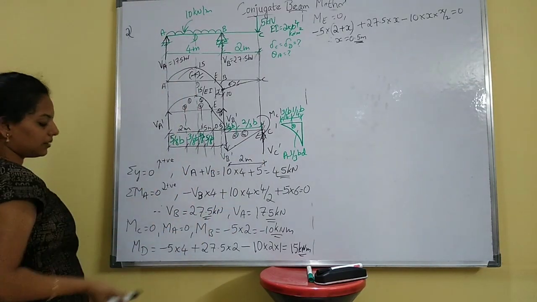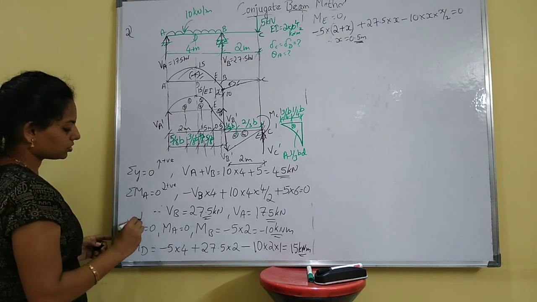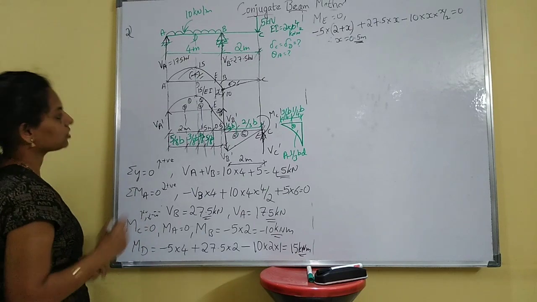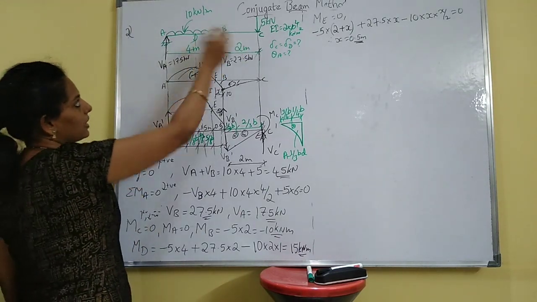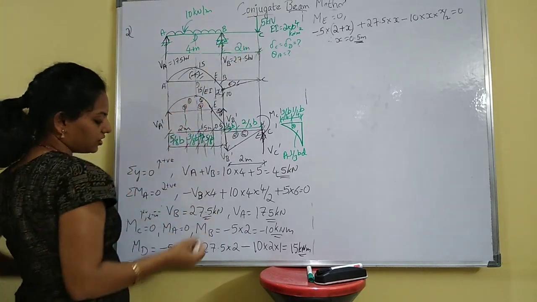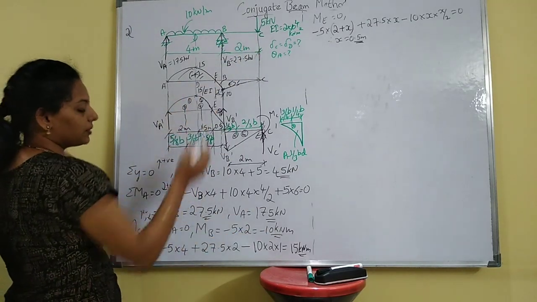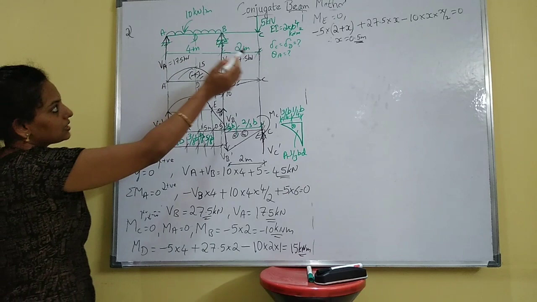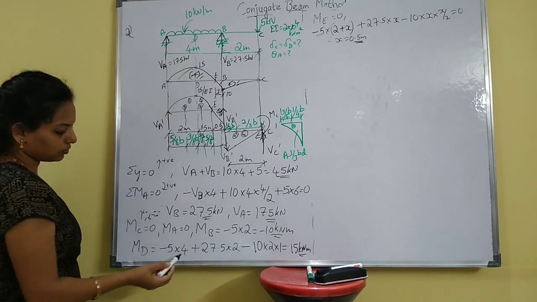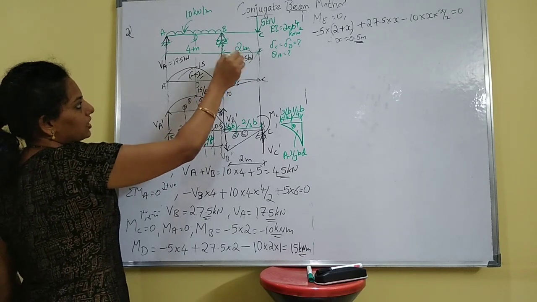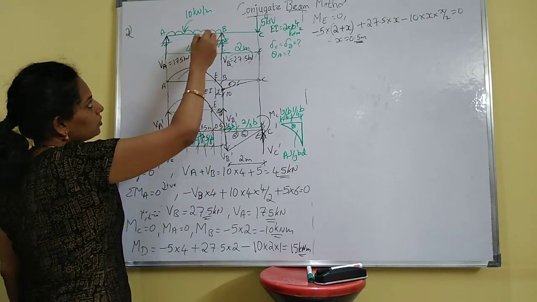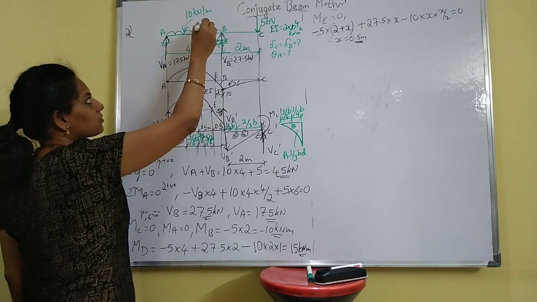Next step, to find the bending moment diagram, upward as positive, downward negative. So MA and MC equal to 0. MB is downward, so minus 5 into 2, so it is minus 10 kN meter. Next, MD is minus 5 into this 2 meters, so minus 5 into 4, plus this one 27.5 into 2 meter distance, minus 10 into 2 by 2, that is 1.